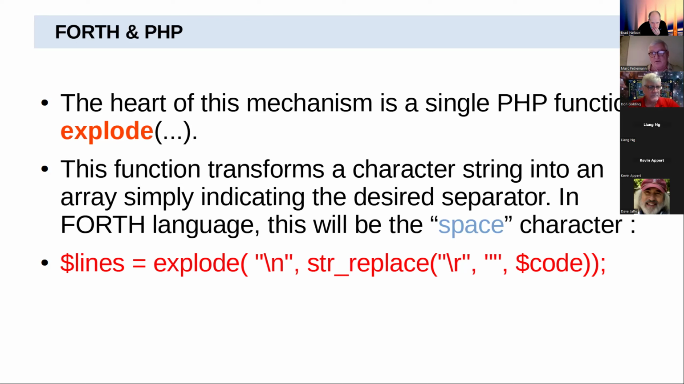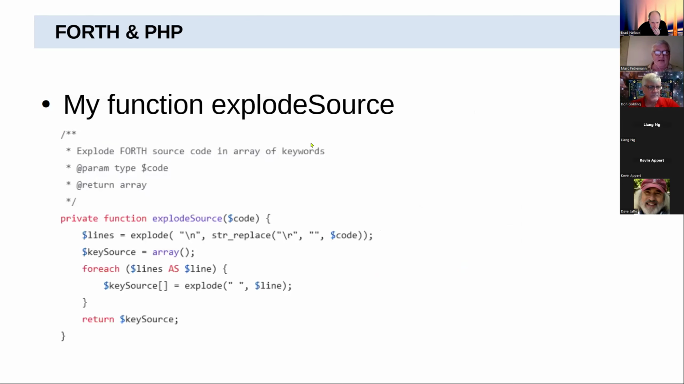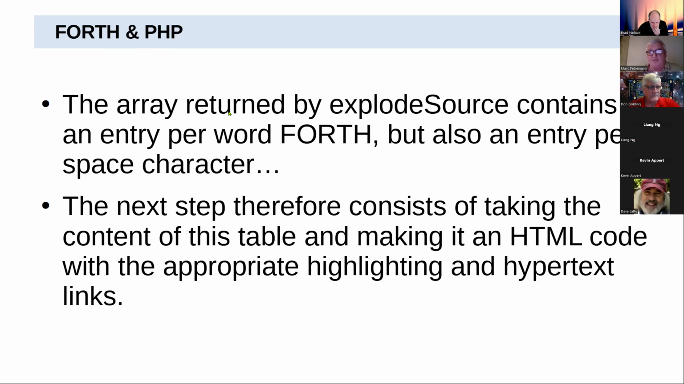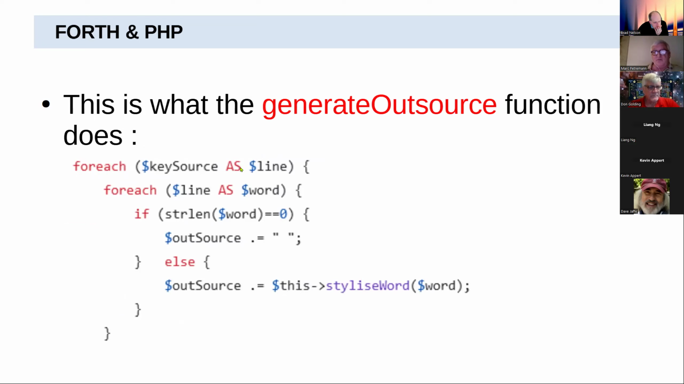So you see here the first explode. The function explode source is here. It's PHP, it's not a C program. Here, the array returned by explode source contains one entry per Forth word, but also an entry per space character. The next step consists of taking the content of this table and making it into HTML code with the appropriate hiding and hypertext links. This is what the generate output source function does.